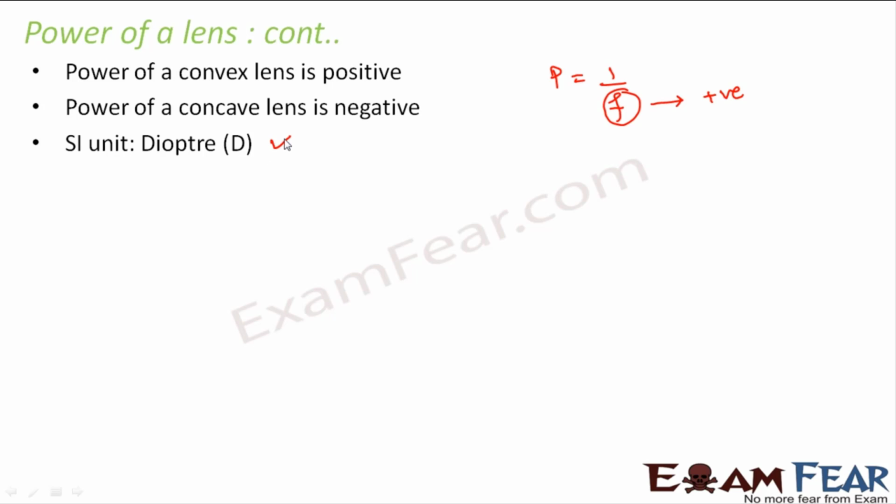The SI unit of power is the diopter, which is denoted by a capital D. 1 diopter is equal to 1 meter inverse. Because it is the SI unit of power, 1 diopter is equal to 1 divided by the SI unit of focal length, which is meter. So 1 diopter becomes equal to 1 meter inverse. With this we conclude the second half of this lesson. In this entire lesson we studied the phenomenon of reflection and refraction of light, and we also studied image formation by spherical mirrors and lenses.